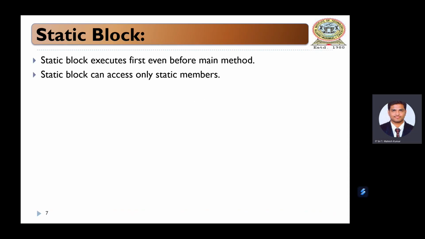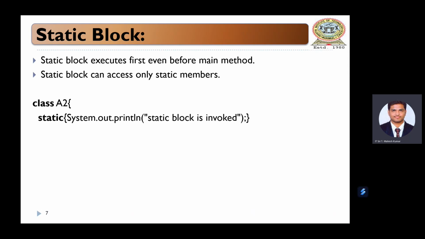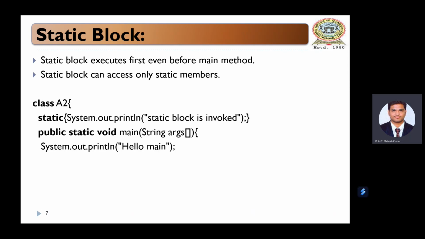The next thing is static block. So a static block executes first, even before the main method. So if you are using a static block before the main method, it is going to execute first. That is why there is no need of creating an object for the static blocks. Automatically it will run. A static block can access only static members. It is not going to access any other members. So see here, in this example, this is the main method. Above the main method, we have a static block. So before the main, the static block is going to execute.